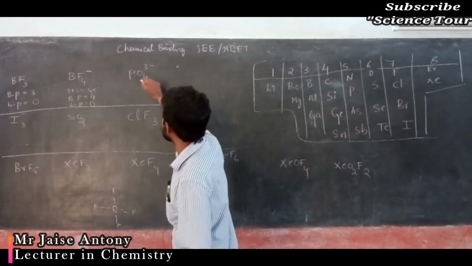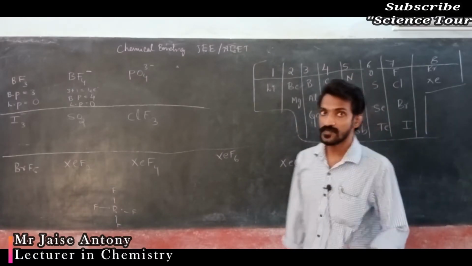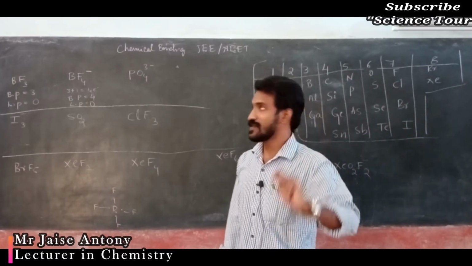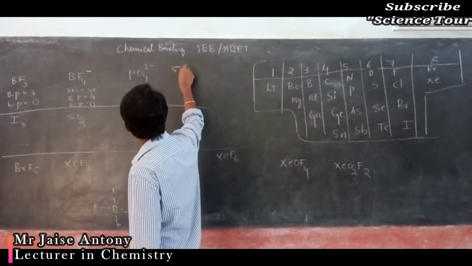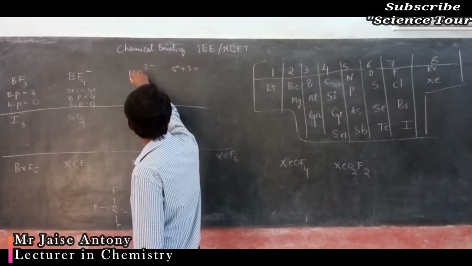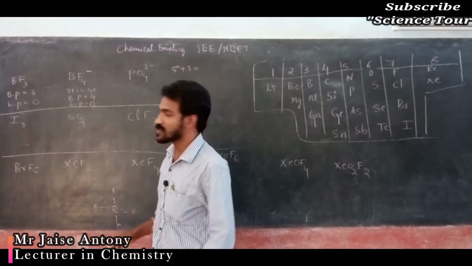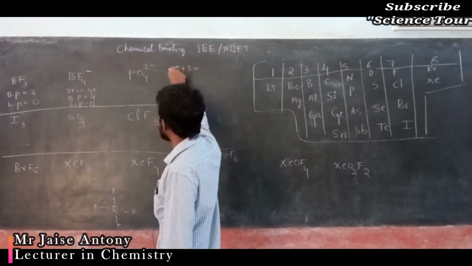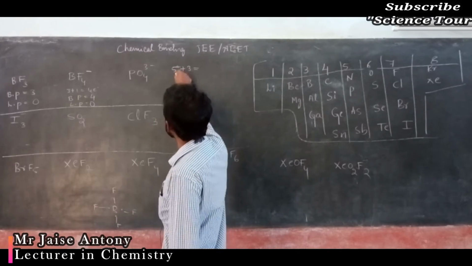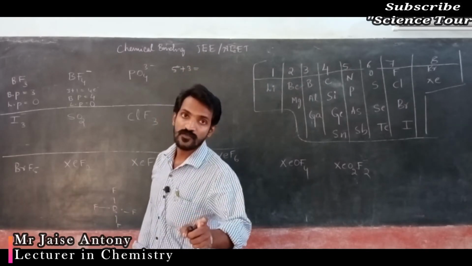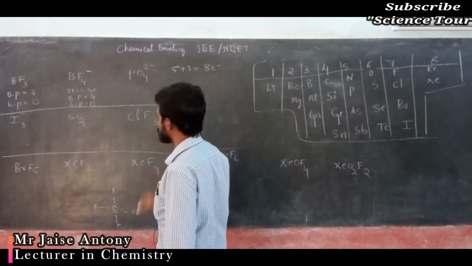Here phosphorus is 5. 5 means 5 plus 3. Total how many electrons does it have? Here 3 minus is there, which means you have to add those electrons. 5 is the valency electrons of phosphorus, plus an extra 3 electrons. So 5 plus 3 is 5, 6, 7, 8. Total 8 electrons it has.